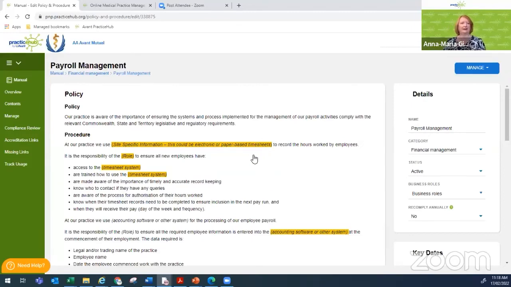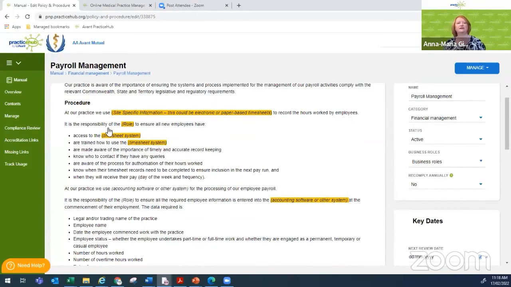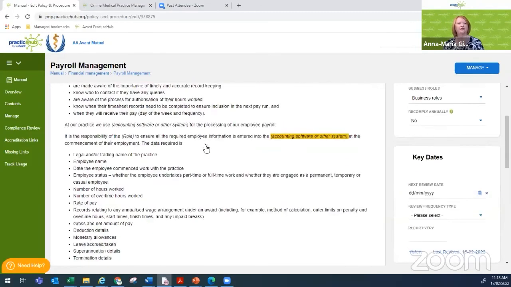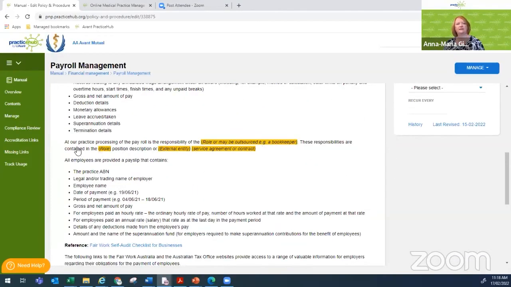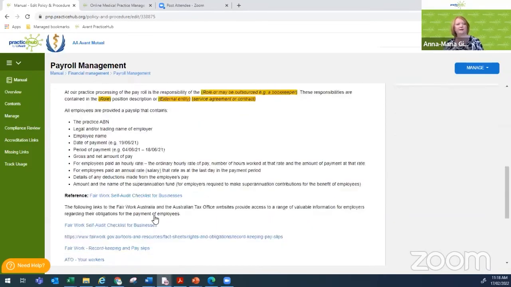Okie doke. So this one on payroll management. It's very simple. One of the things we know from the ATO is about record keeping. So timesheets, those sorts of things. How do you manage those? Who puts the information into the accounting software? How are they processed? And of course, that will link back to your financial delegation and authorization policy as well. Who is doing the payroll, who is authorized to make those payments? So very simple in here once again, who has that responsibility, what's required, and so on.